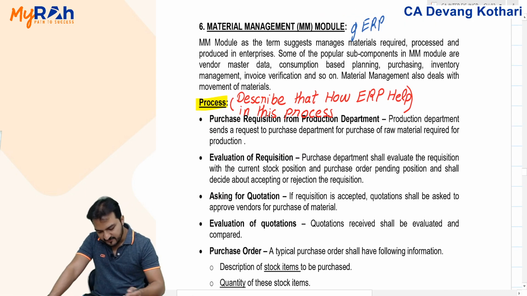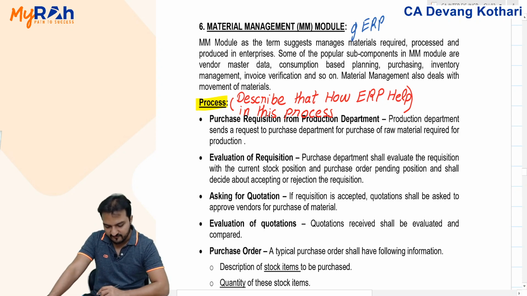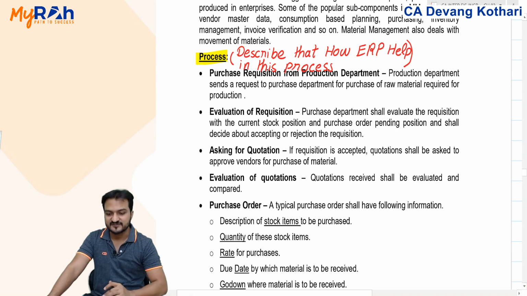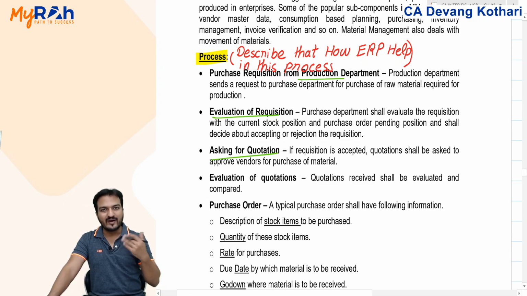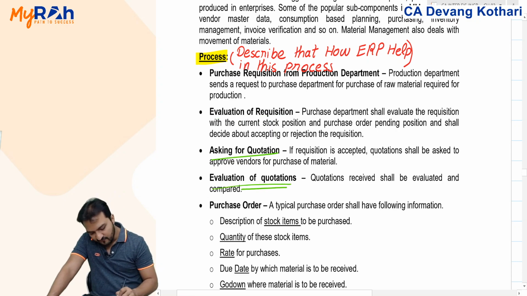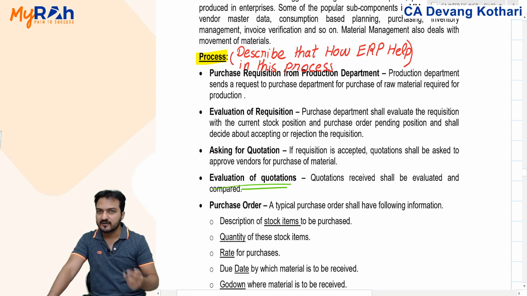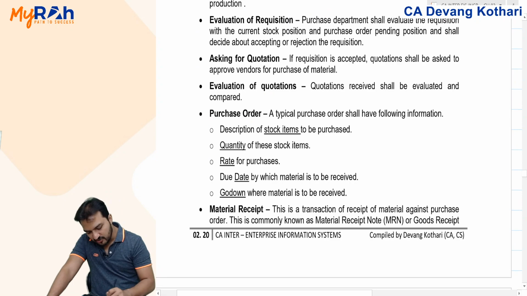Material management module of the ERP, under that again the process of material management is given. Basically the process given here is nothing but the purchase process. You can see that here. First purchase requisition comes from the production department. You evaluate the requisition, you ask the vendors to give you quotations, evaluate the quotations and accordingly decide a vendor, give a purchase order to the vendor.